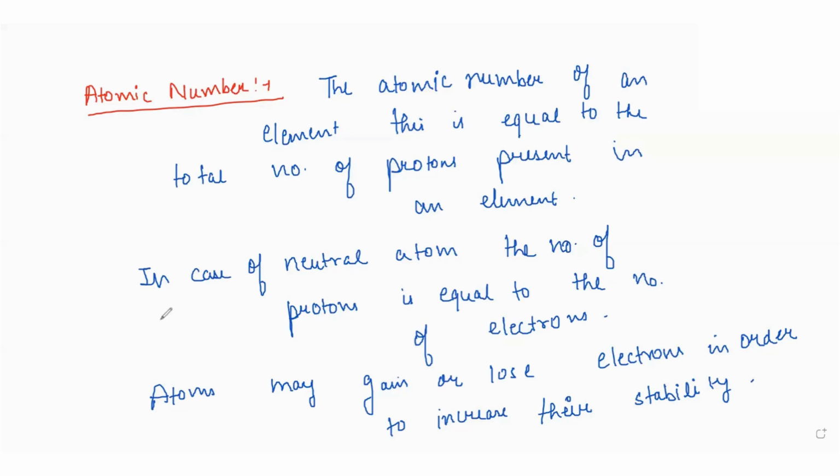So now we are saying here that an atom may gain an electron or lose an electron, and then it will be converted into an ion, which we call, right?